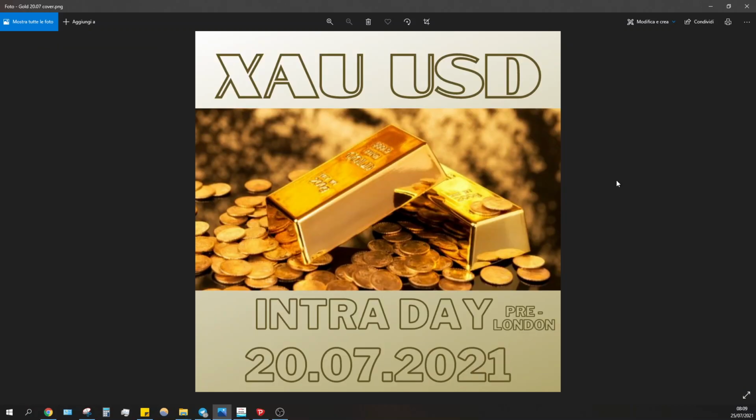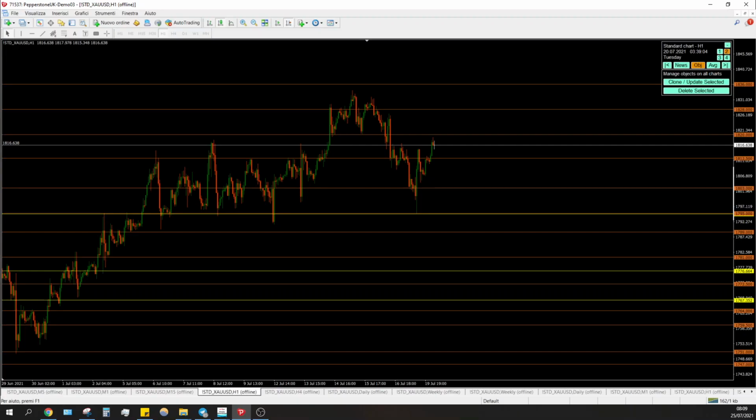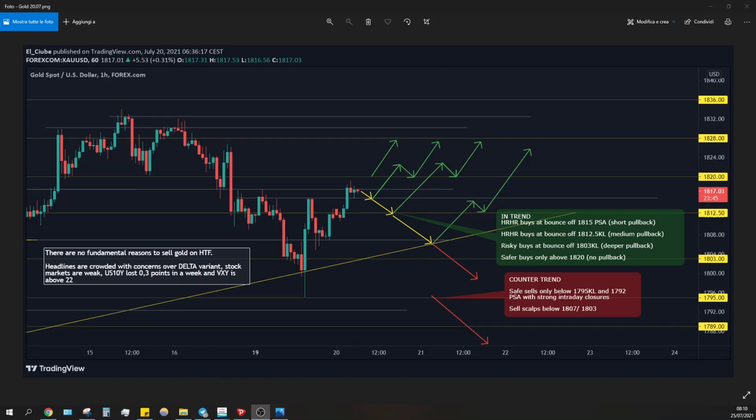Very good. 20th of July. There's no fundamental reasons to sell gold on a high time frame. So we are still bullish intraday, even if we are in a big order block. There's no reason to be forever bullish. We are seeing many sell-offs here, where sellers are getting into control, but they are not able to break important relevant price points, and investors are always on the sideline and ready to jump in on these price points.